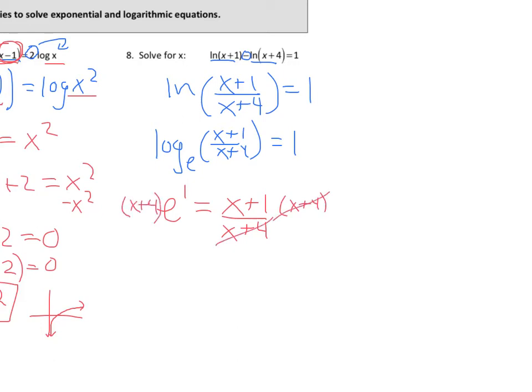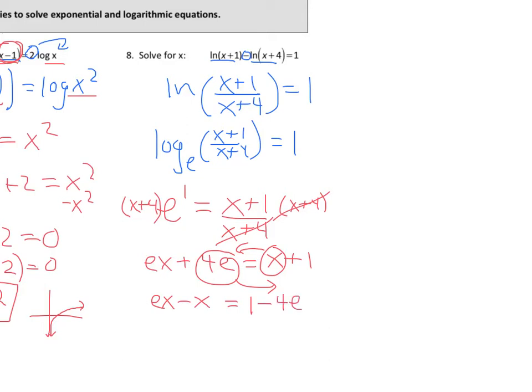Okay, and those cancel, and we get ex plus 4e equals x plus 1. And then I still have x in two places. I want to get my x terms to the same side, and everything that doesn't have x on the other side. So I want this x to go to that side, and I want this 4e to go over here. So subtracting x from both sides, we get ex minus x equals, and then I'm going to subtract 4e from both sides, and I get 1 minus 4e on the right side.